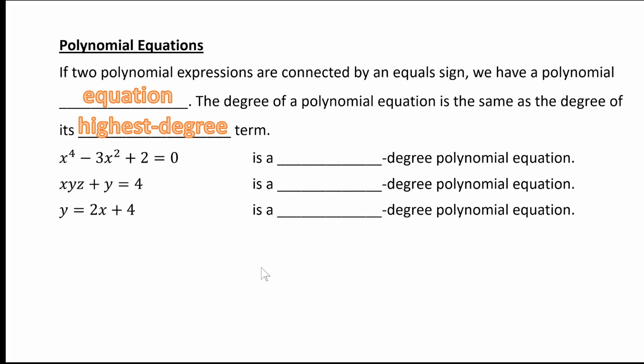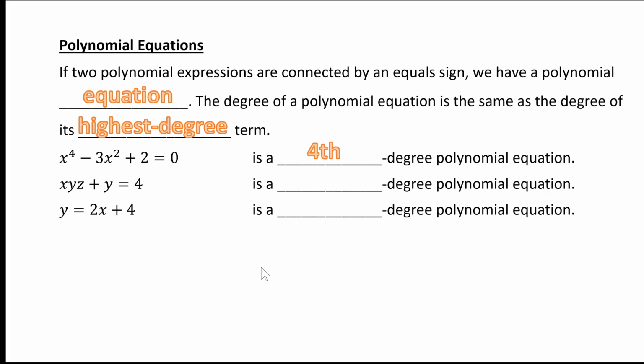So for this first equation here, x to the fourth minus 3x squared plus 2 equals 0, look at each term. X to the fourth is degree 4, 3x squared is degree 2, and the 2 is a 0 degree term because it doesn't have a variable. So the highest degree term in that polynomial equation is x to the fourth, so that is a fourth degree polynomial equation.